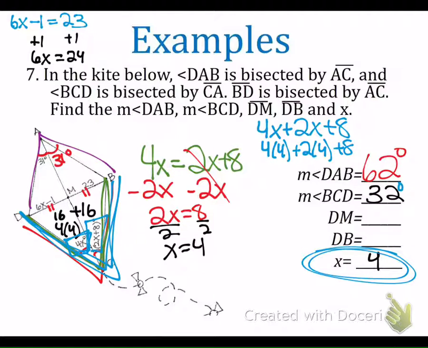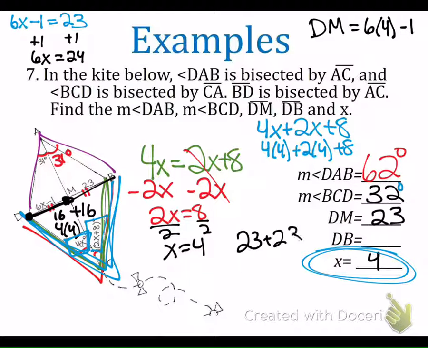So to find DM is 6 times x minus 1. So to find the measure of DM, we could do 6 times 4 minus 1, which is 23. And then they asked for DB, so 23 and the 23 that was already there. Good, and that was just 23. So lots of plugging it in and doing the calculations here. This one takes a while, but it's fun.